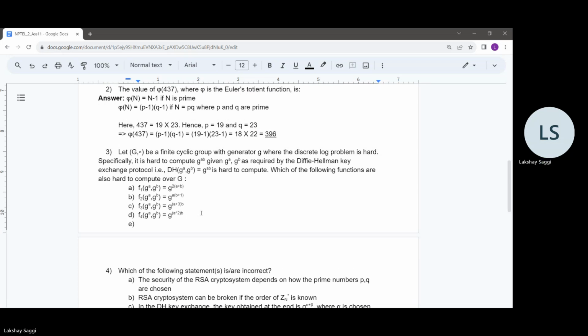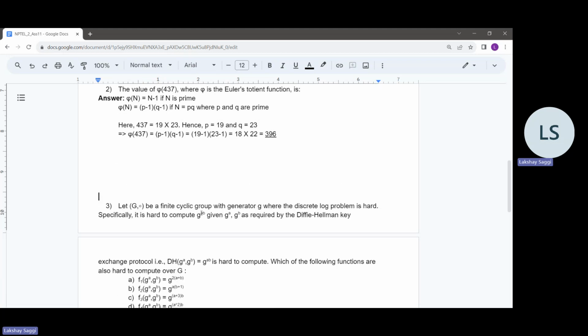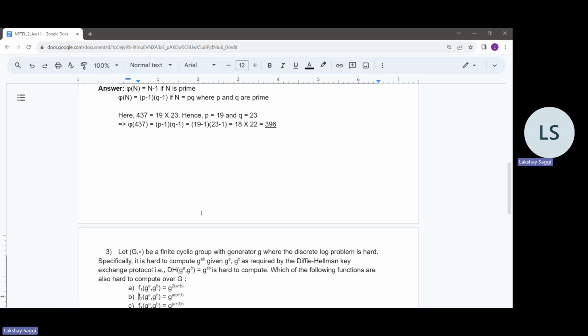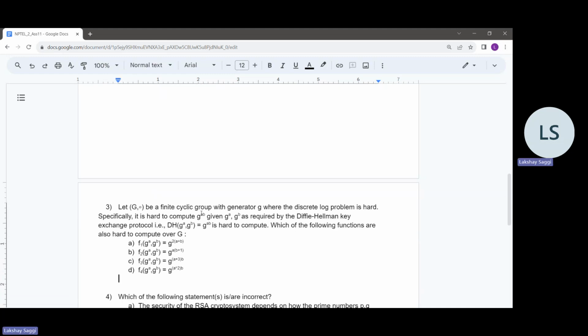For the third question, I would expect you to know about Diffie-Hellman key exchange, because this has been covered in the lectures. If you know about it, then this problem is quite easy.